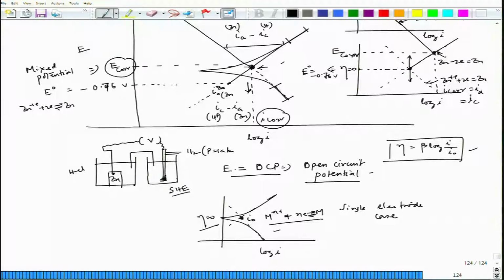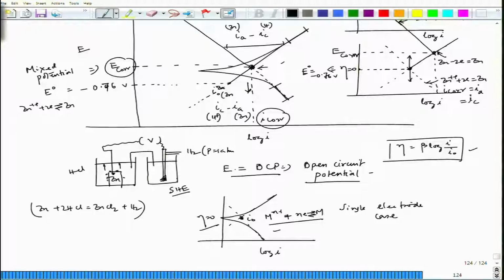In addition to this, remember this is an open system. Since this is an open system, the hydrogen bubbles are forming and going out. Now, if we have it in a closed system, definitely this reaction would arrive at equilibrium. That time also it will be E_corr and I_corr, not I0, the same point will be achieved.